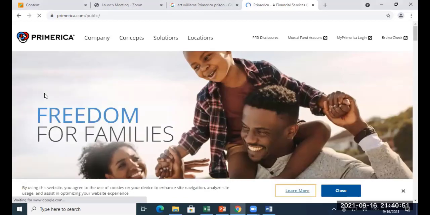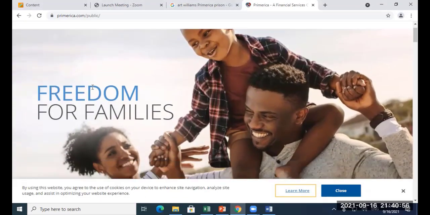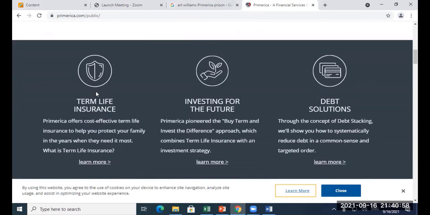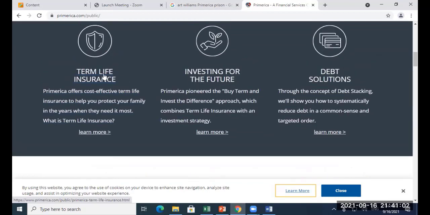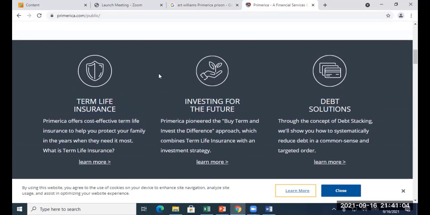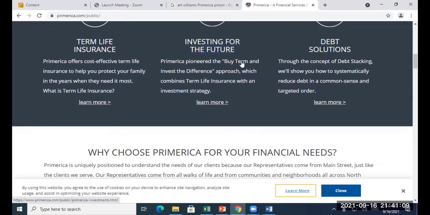Primerica. So when I did the Primerica website, buy term, invest the difference was the first thing you saw. Let's see if we find that anywhere on their site. Oh, they got term there. Did you see it? Oh, there it is, buy term. So they still got it there. So I just went to their website and I got all those arguments and I just summarized them here. So they're still doing that, right? That's still their approach.